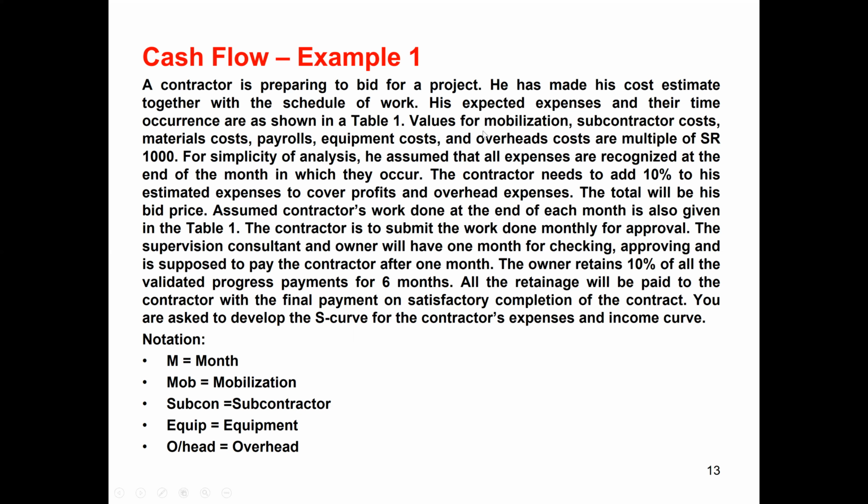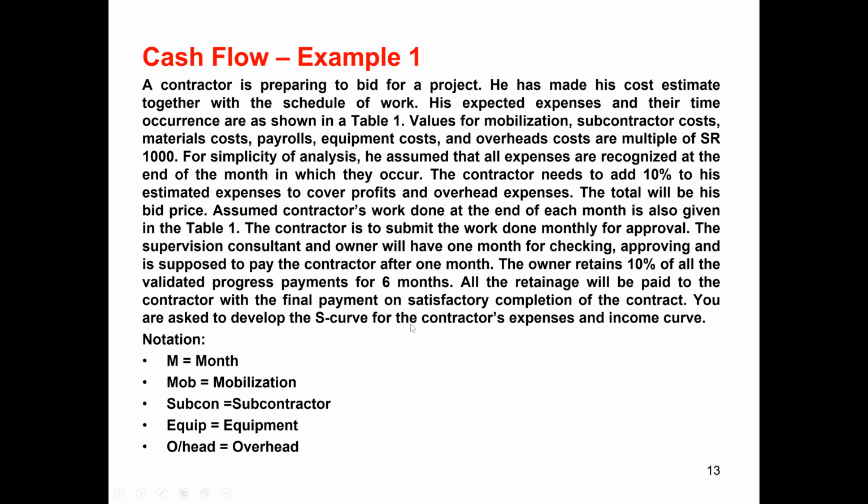Now, assume the contractor's work done at the end of each month is also given in table 1. Now, the expected payment that the contractor will receive is also given in table 1. The contractor is to submit the work done monthly for approval. The supervision consultant and the owner will have 1 month for checking and approving, and are supposed to pay the contractor after 1 month. So they will have 1 month to clear the progress payment.